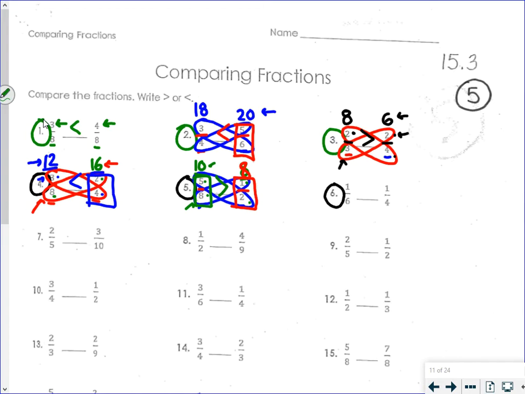All right. This next one here, check the numerators, or denominators. They're different denominators. Okay. So that means we have to make our butterfly. So 1, I'm gonna redo this one.